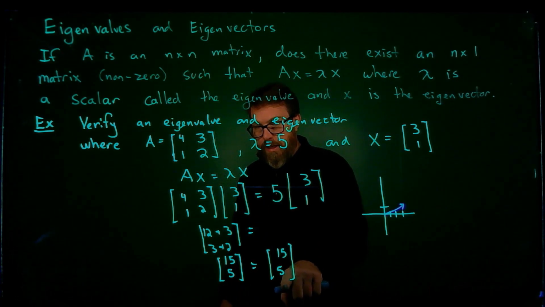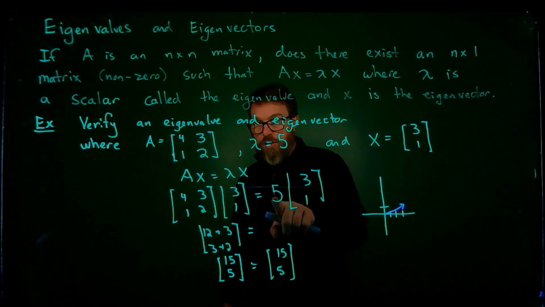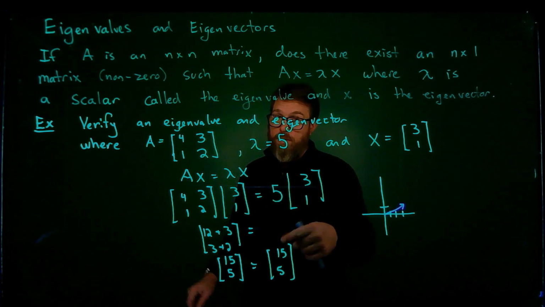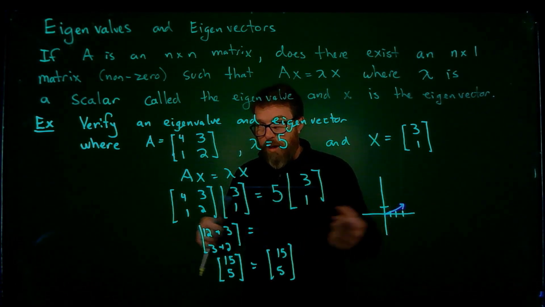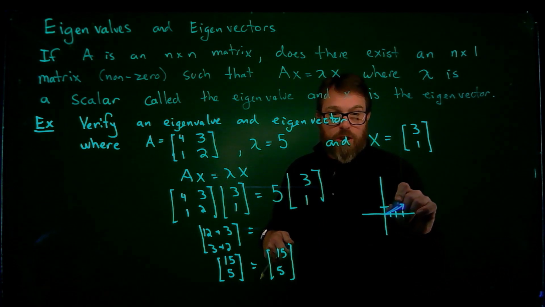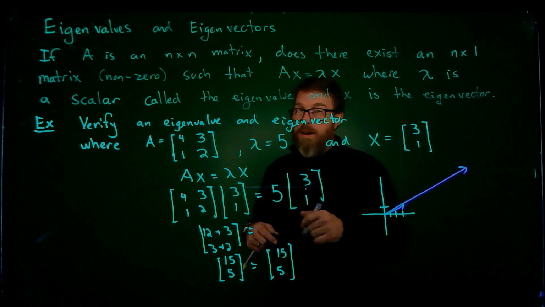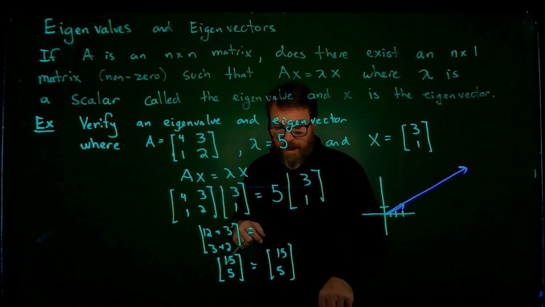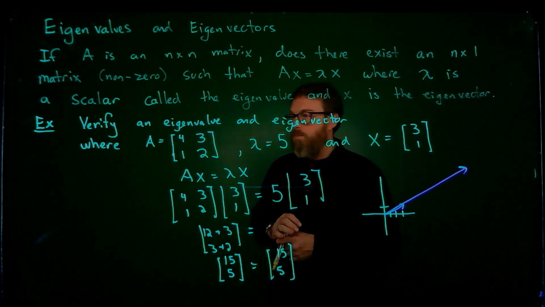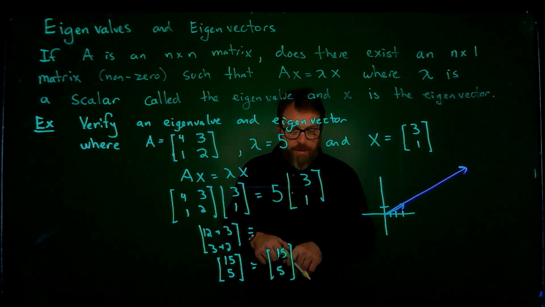So when I take A times x, what I get is 15, 5, which is actually just 5 times the original vector, which really means it's just a stretch of that original vector. So it's a stretch by 5 times. It's going to look like this. So now it's going to be 15, 5. Eigenvalues and eigenvectors have tons of applications.